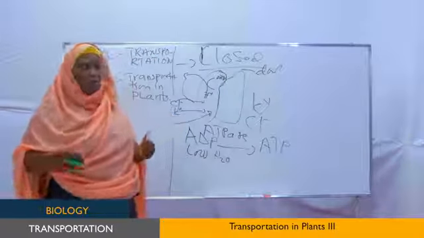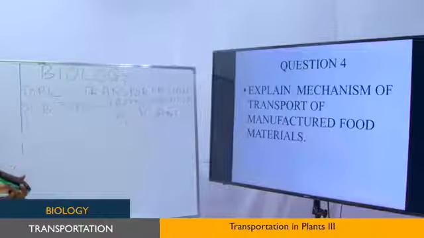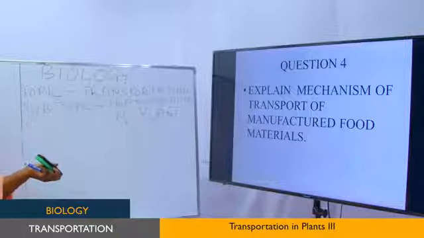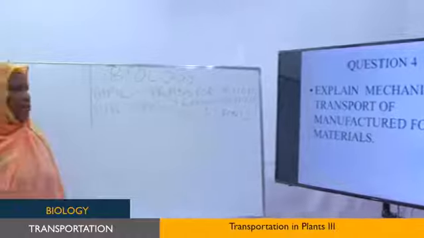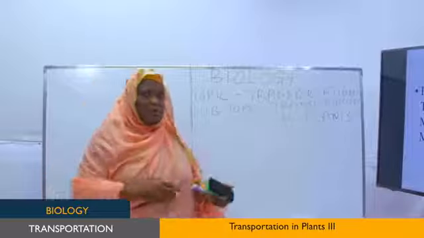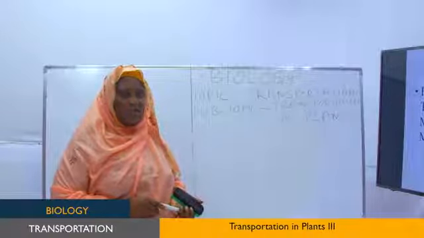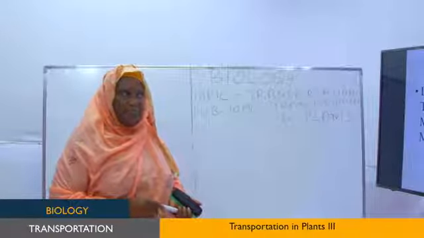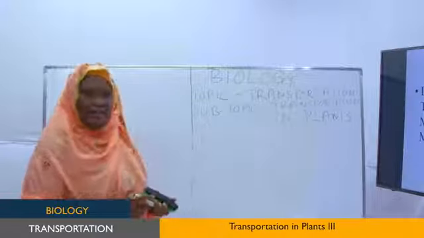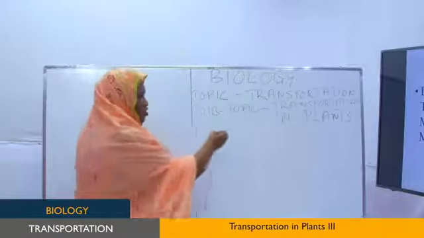We go to question number 4. Explain mechanisms of transport of manufactured food materials. Okay, in order to answer such kind of question, first of all, you are required to know that food materials are transported by phloem.